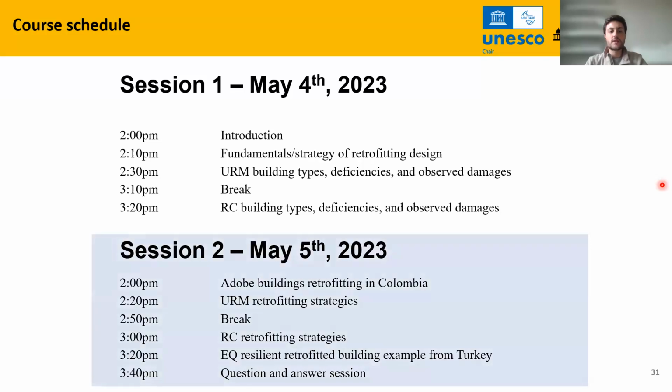So tomorrow we will start with a presentation on earthen buildings, particularly adobe buildings in Colombia. For this, Professor Juan Carlos Reyes is going to show us an example of a project that was done in Universidad de los Andes, in which they established different retrofitting alternatives. And then we will talk about more generic retrofitting strategies for unreinforced masonry and for reinforced concrete. And finally, we will see some example of a resilient building that was previously retrofitted and had a very good behavior in the latest Turkey earthquake.